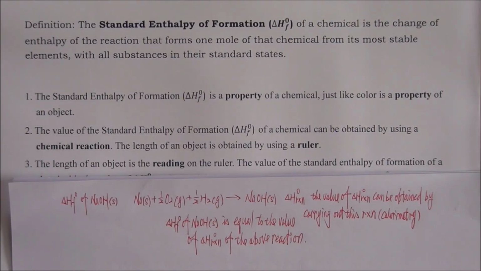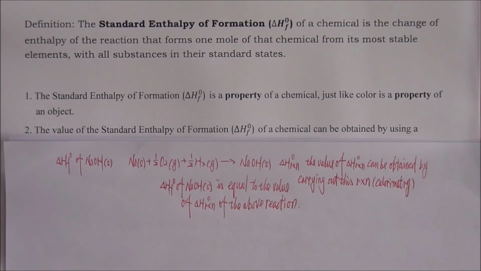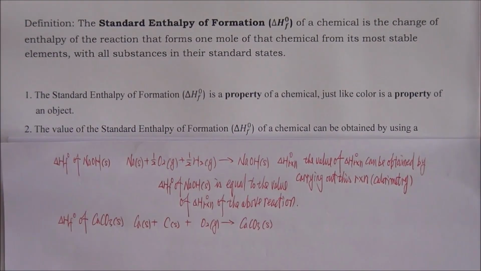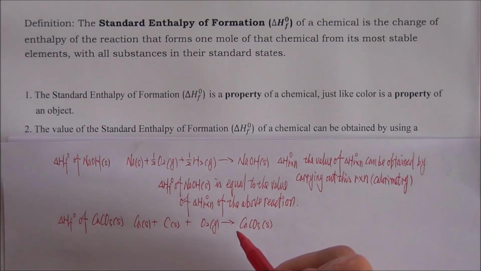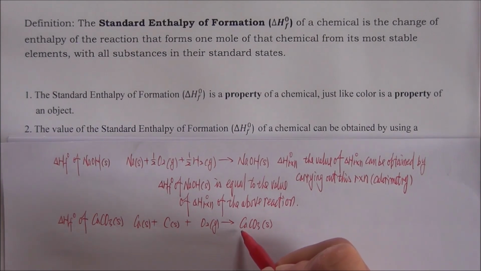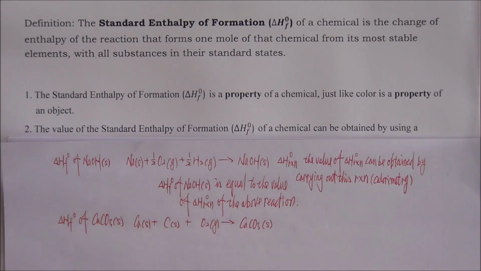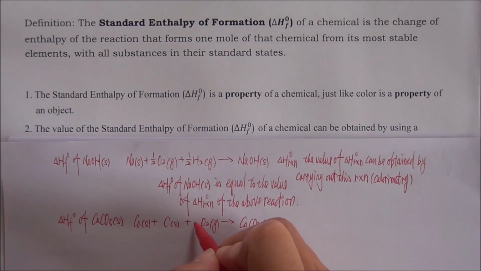Let me use more examples to explain this concept, because this concept is a little bit difficult to understand. If you want to give the definition of the standard enthalpy of formation of calcium carbonate solid, the product is always 1 mole of calcium carbonate solid. The reactants must be the most stable elements of all elements that can form calcium carbonate, which is calcium, carbon, and oxygen. We have to balance this equation by putting down appropriate numbers in front of each element.